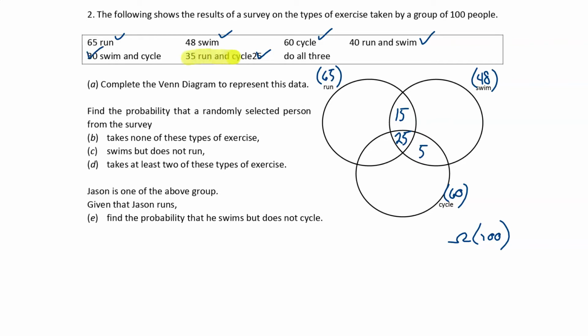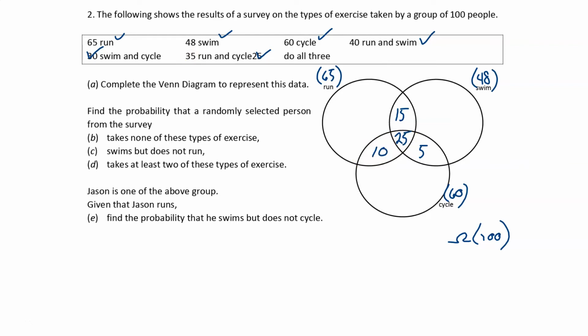Finally, we have 35 that run and cycle. So we're looking at the space, the intersection between running and cycling. We're told that there are 35 people that need to fit in that space. We've already got 25 in the center, so we need to add another 10.